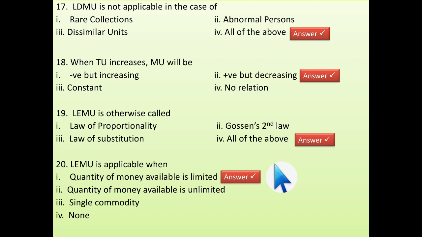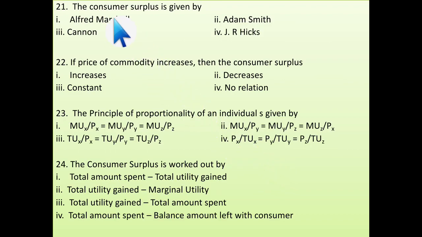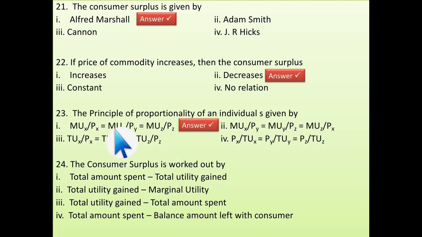Clear? Next is, consumer surplus is given by the scientist Alfred Marshall. Next, if the price of the commodity increases, then consumer surplus. Well, what is the relationship between consumer surplus and price? They are inversely related. That means if price increases, consumer surplus will decline. So the answer is it will decrease. Next, the principle of proportionality of an individual is given by, well, the answer is MUx/Px = MUy/Py = MUz/Pz.